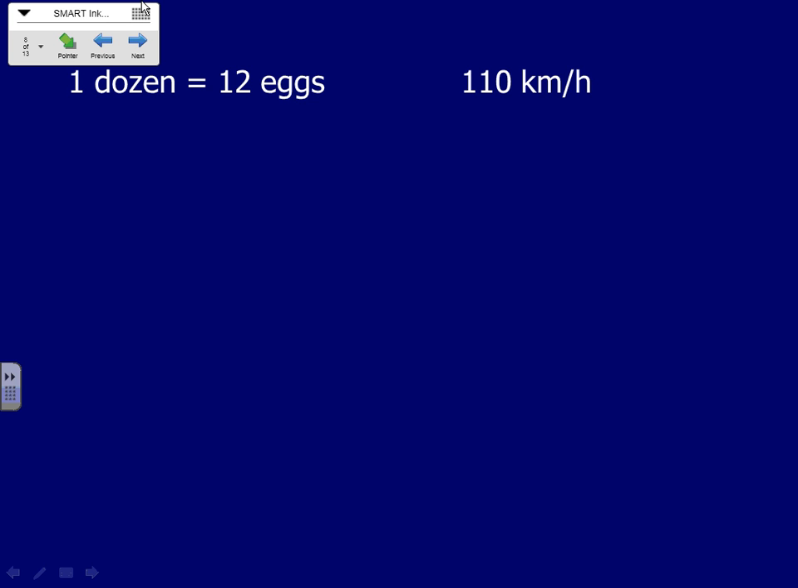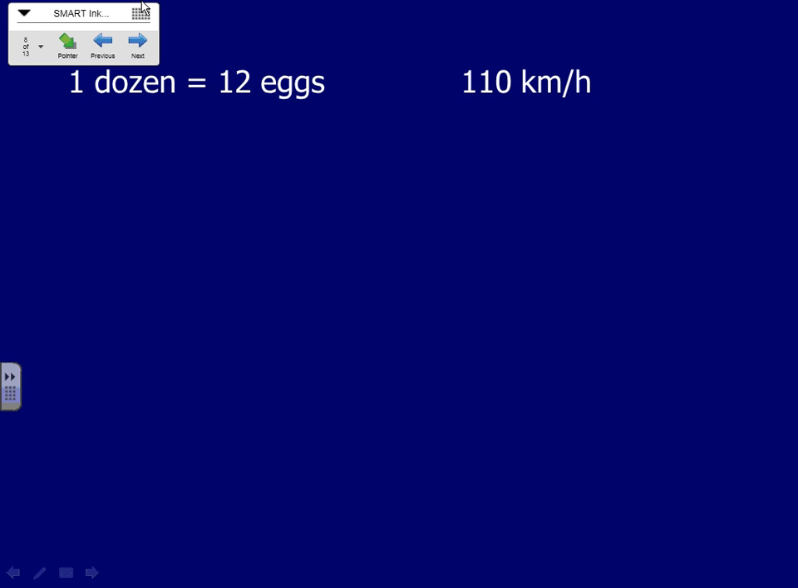The other unit is what I would call a combined unit. This is a velocity, this is a speed, and it combines two units: 110 kilometers per each hour, the speed of, say, a car going down the freeway. We can use both of those to generate conversion factors, which we can then use to solve problems.